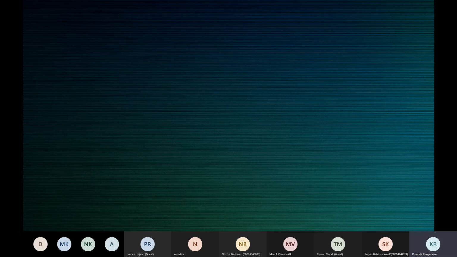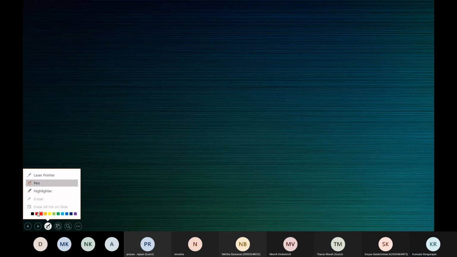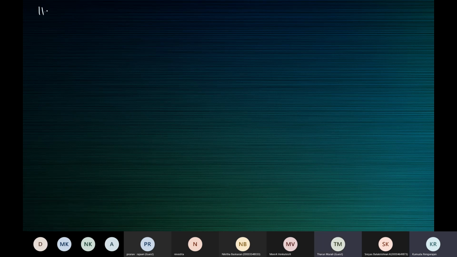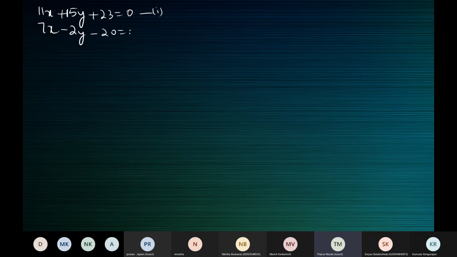Yes, Shreyas wanted something. I can't remember the equations, children. So again, tell me the equation. 11x plus 15y plus 23 is equal to 0. Then second one. 7x minus 2y minus 20 is equal to 0. Okay, thank you.